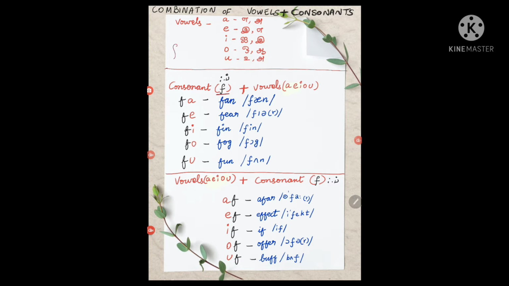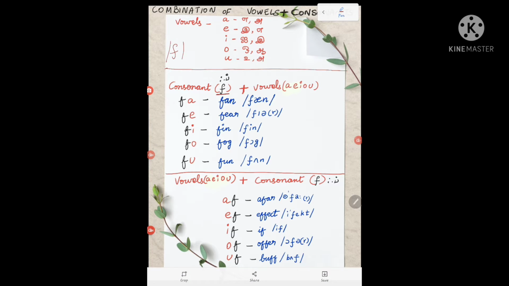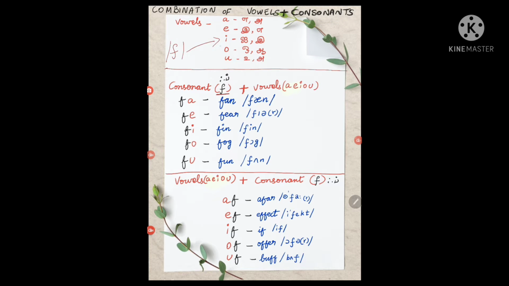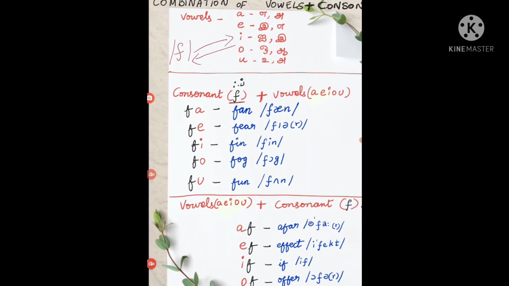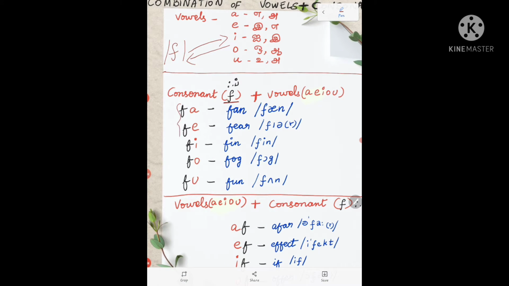Look at this F. F, F, okay, F, if. You have to use the sound if. So you are going to combine this if sound with vowels and vowel sounds. Okay, let us start this session now. First, the consonant sound if with these vowel sounds. Shall we start now?